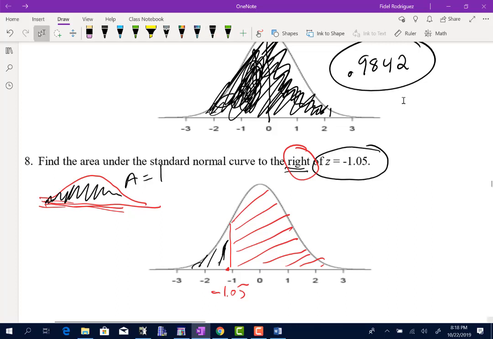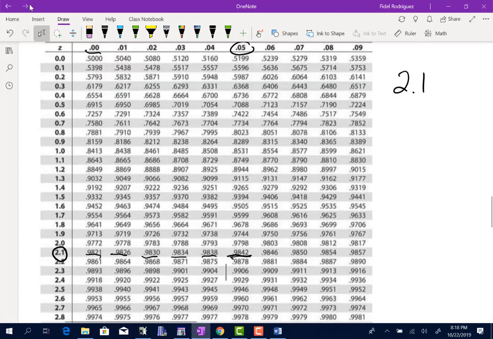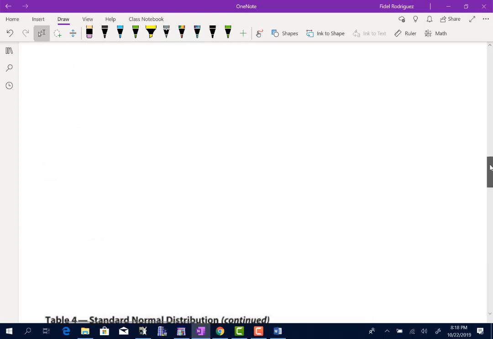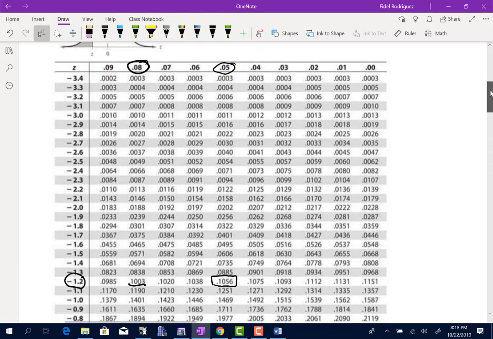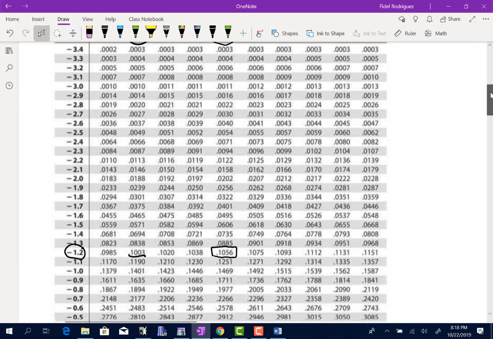Okay, so let's come back over here. We're going to look for negative 1.05. So guys, I'm going to go back to my table. It's probably going to be on the other page because it's the negative. And we said negative 1.0 what? Negative 1.05. Okay, so let me erase this here. So first I'm going to go to negative 1.0, and then I'm going to go to the 5, which should be this one right here.